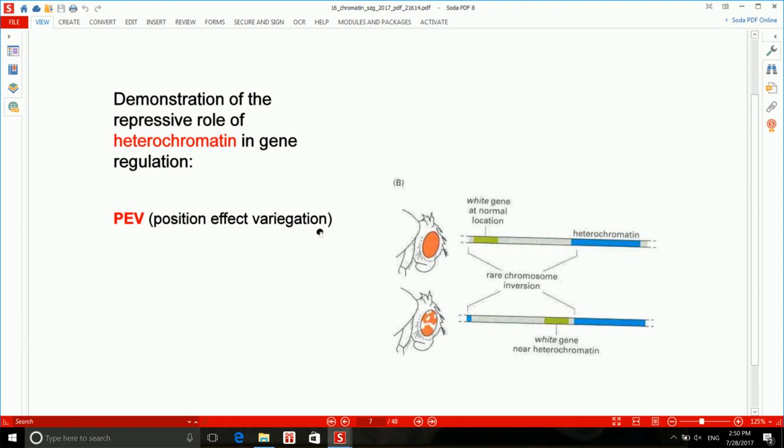It is when a gene which is usually active, which means it is usually in euchromatin form, is translocated near a heterochromatin. And because of this translocation and getting close to a heterochromatin, other elements of transcription, like transcription factors, like DNA polymerases, consider this gene as part of that heterochromatin, and so this gene will be off.